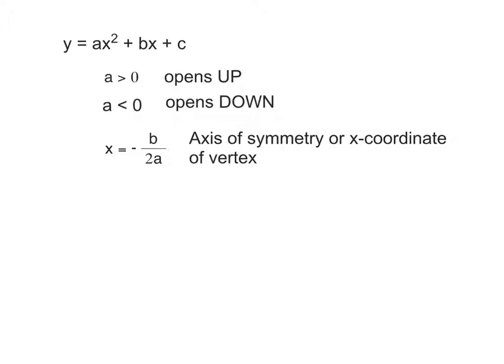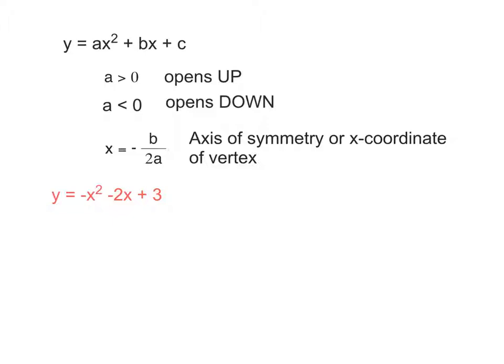Now, to get the y-coordinate of the vertex, you simply plug this value into the original equation we had for x, and solve it for y, and that'll give you the y-coordinate of the vertex. So, by looking at a general form of the quadratic, a tells us whether it opens up or down. The value minus b over 2a gives me the axis of symmetry, or the x-coordinate of the vertex. And if I plug that in for x in the original equation, I'll get the y-coordinate of the vertex.